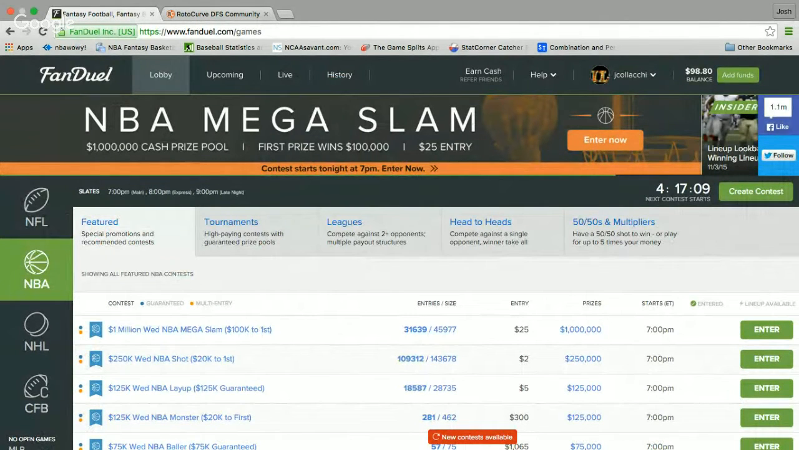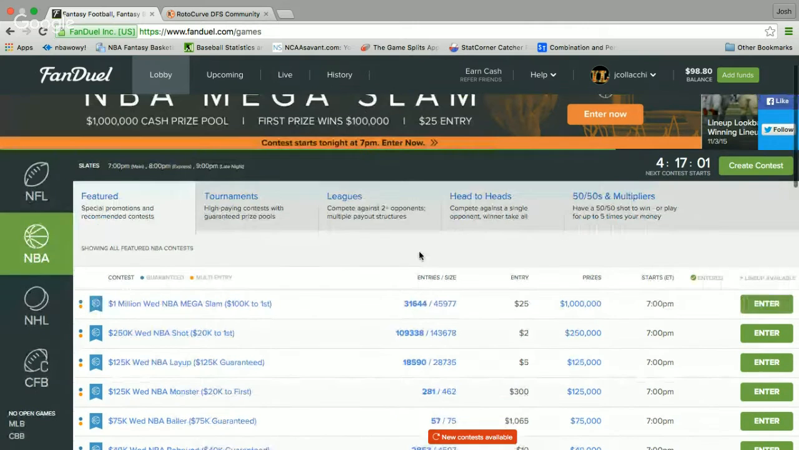Of course, you see here the lobby, upcoming, live, and history, things of that nature. What I normally do to start my cash lineups is find a cheap GPP that you may end up entering that day. So for the sake of argument, we'll just go to the $2 GPP on FanDuel and start here.